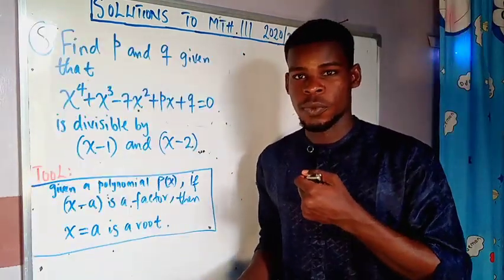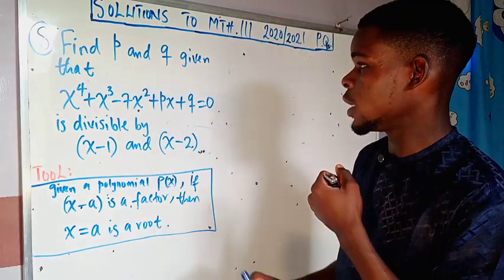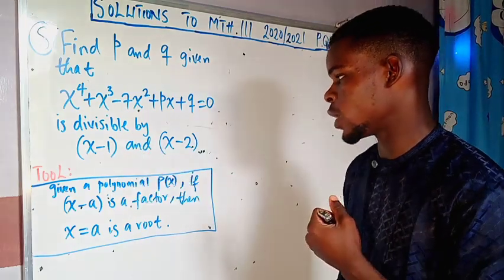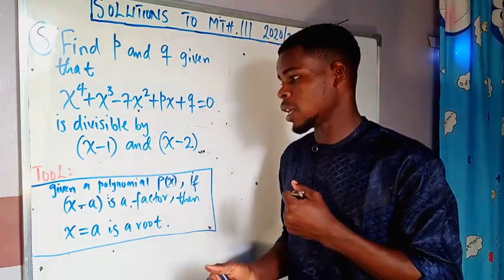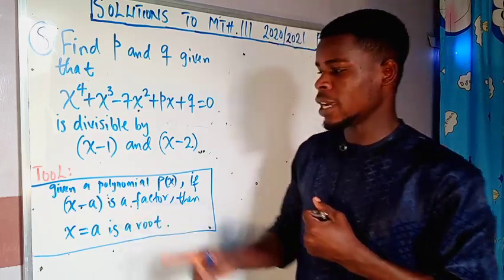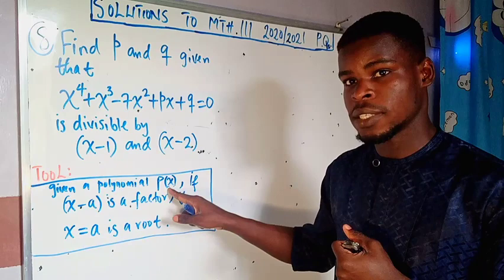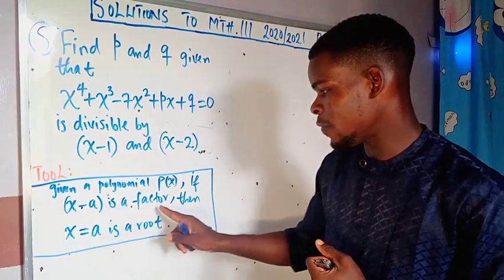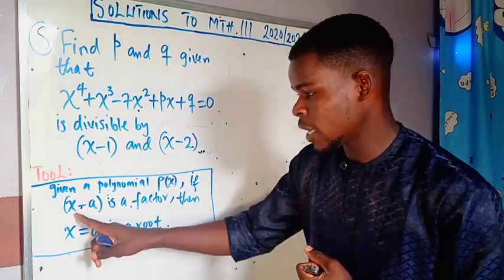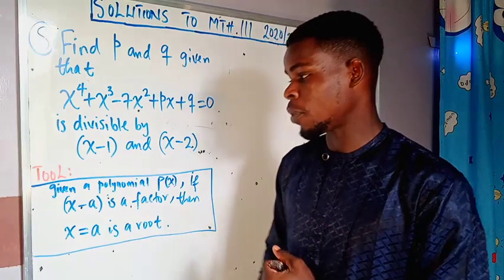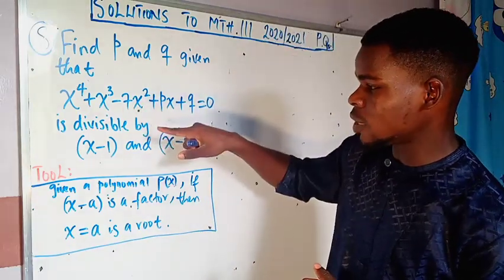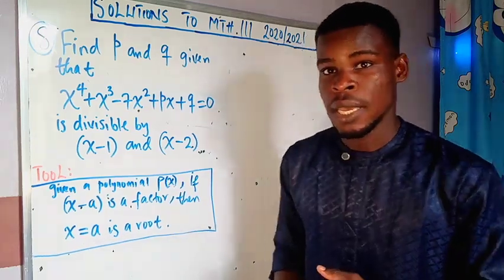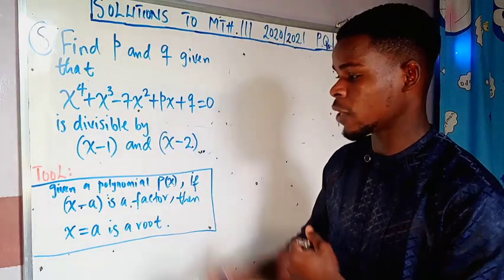Okay, and now I want to solve the number 8 question, which tells us to find P and Q given that this polynomial here, a quadratic polynomial, is divisible by x minus 1 and x minus 2. So in fact, I've written down a tool for us which will help us a lot. It tells us that if we are given a polynomial in terms of x, and x minus a real number a is a factor of that polynomial, that is to say, if the polynomial is divisible by x minus a, then x equal to a is a root. In other words, x equal to a will satisfy that given polynomial.